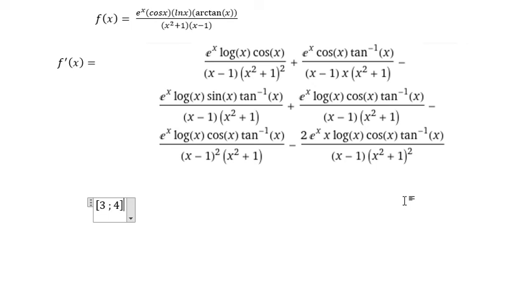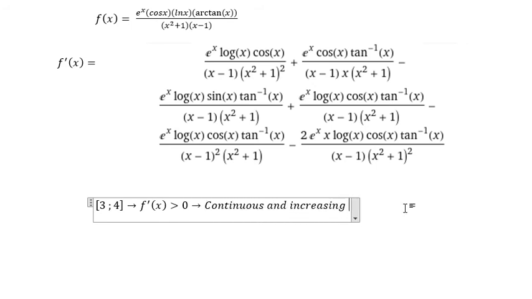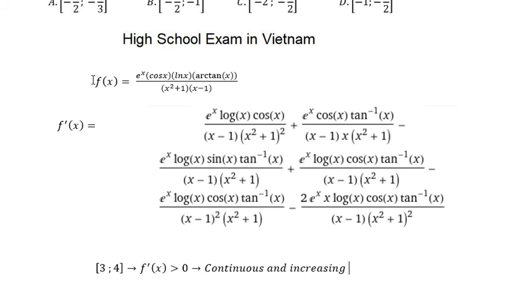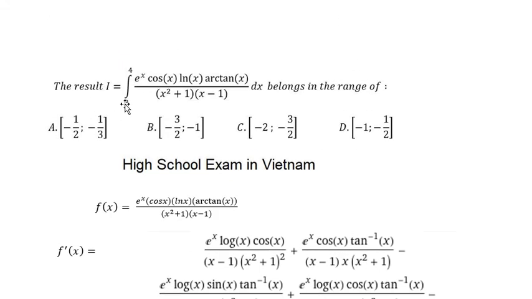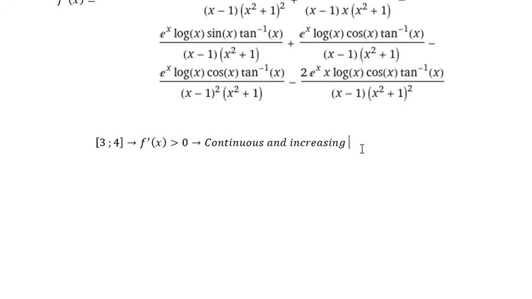and we can see that f of s, the first derivative of the function f of s, is greater than 0, so it means it is continuous and increasing. Now we need to look at number 3 and number 4. If we put f of number 3 and f of number 4, we can get the result.